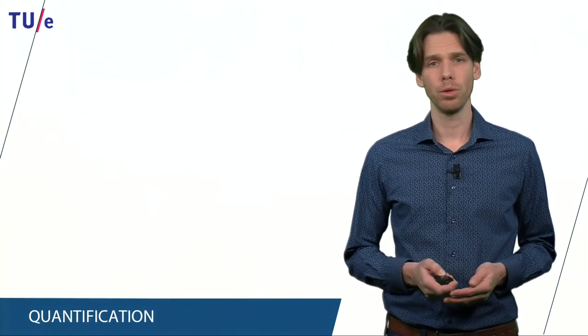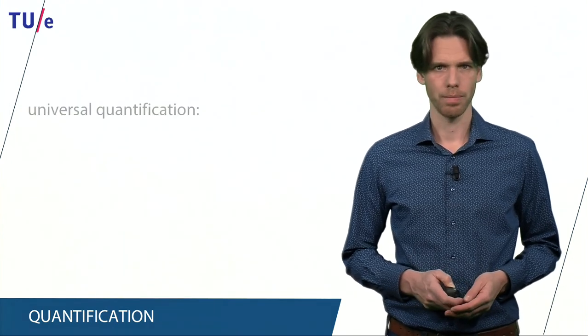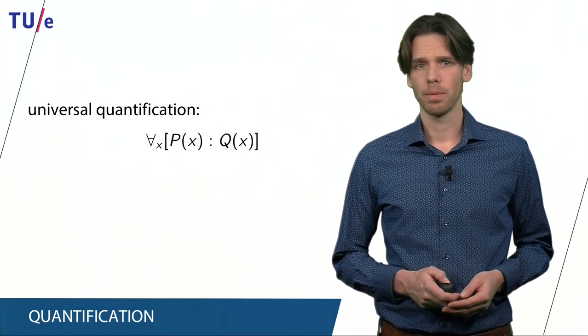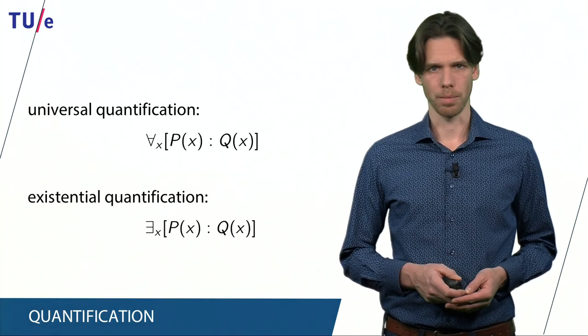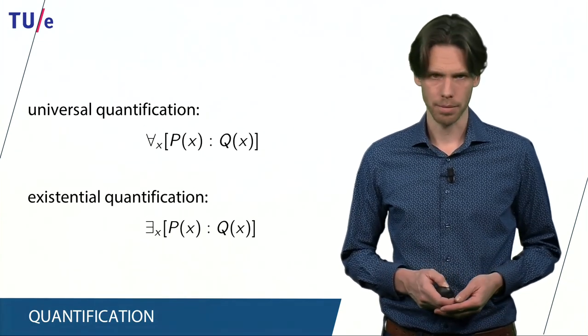We have introduced two new constructions in our logical language: universal quantification and existential quantification, and we have explained their meaning. The notion of quantification that we have introduced uses a predicate to restrict the domain of quantification. In the next lecture, we shall study the domain of quantification more closely.